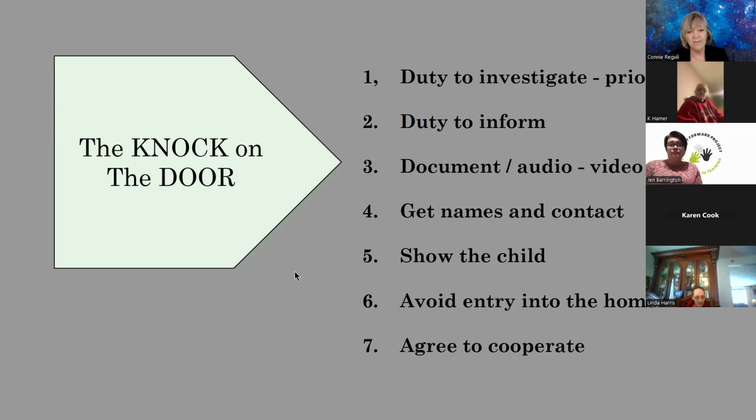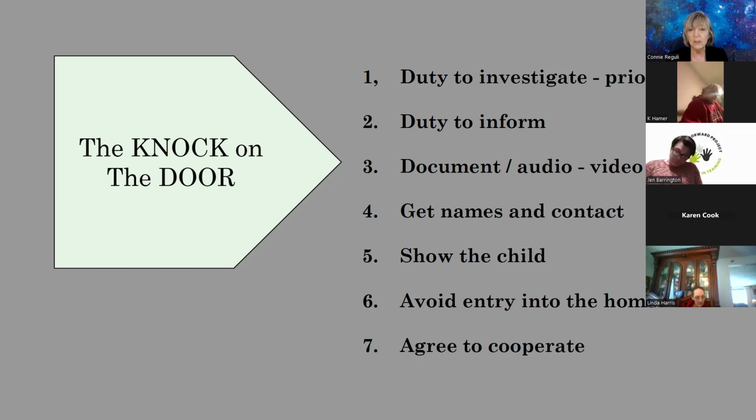This is a question I felt like I had to put in here because there's a lot of people out there on TikTok and YouTube, and they're like, if they knock on the door, tell them to go away. If they knock on the door, don't let them in. If they knock on the door, tell them whatever, right? So I don't recommend that. And I don't want it to go haywire from the very beginning.